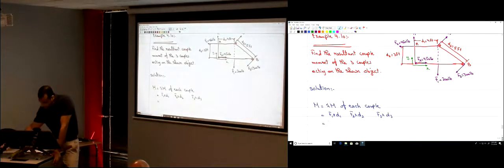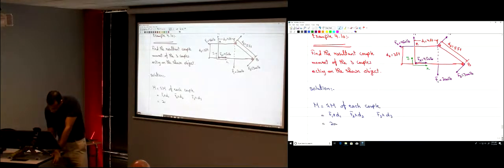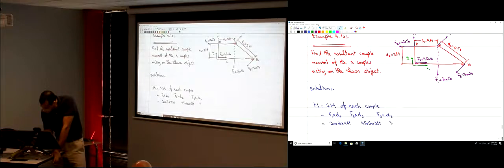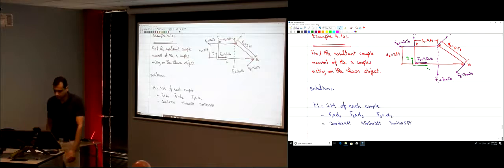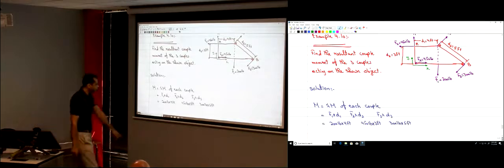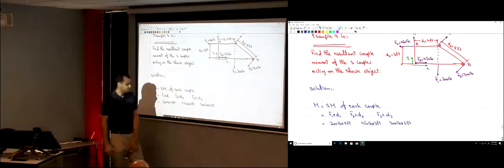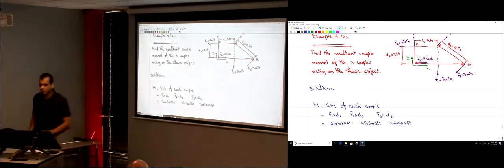So let's write the numbers now. F1 is 200 pounds times D1, which is 4 feet. So let me write the units, pound, and this is 4 feet. F2 is 450 pounds times 3 feet. F3 is 300 pounds times the distance, which is 5 feet. Okay? While leaving those spaces for the signs of each one of them, okay?